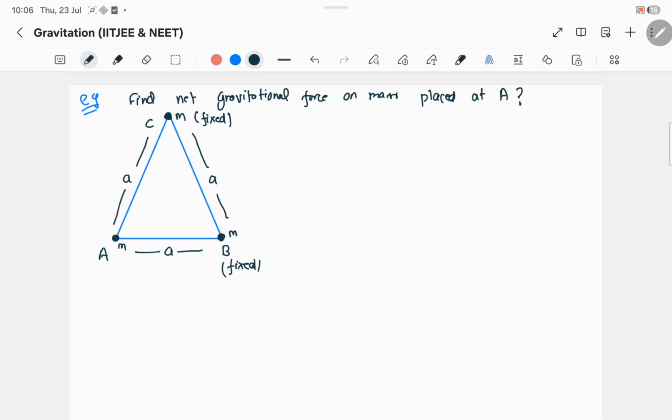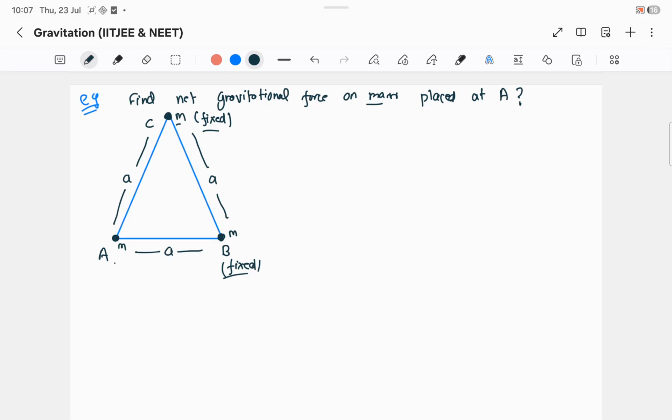Okay, so now here is one example where 3 point masses m are placed on the vertices of an equilateral triangle of side length A. You can see ABC is a triangle where the masses at C and B are fixed. Okay, why are they fixed? Because they shouldn't move. So we have to find the net gravitational force on the mass placed at A. Okay, so see how we are going to do this.